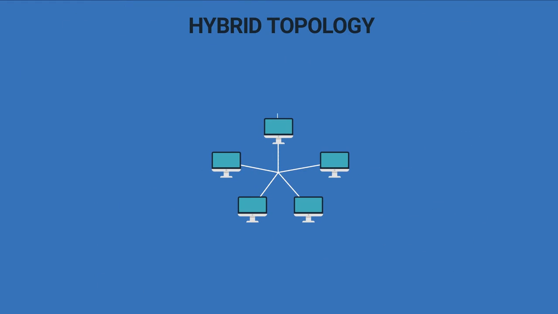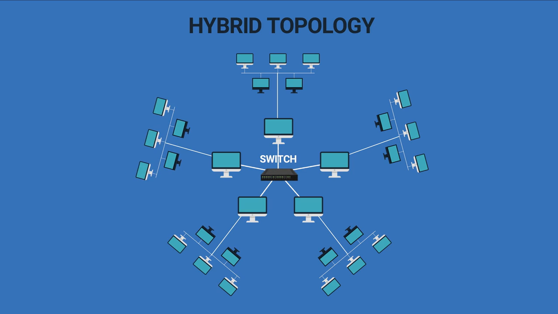Hybrid topology. A network can be hybrid. For example, we can have a main star topology with each branch connecting several stations in a bus topology.